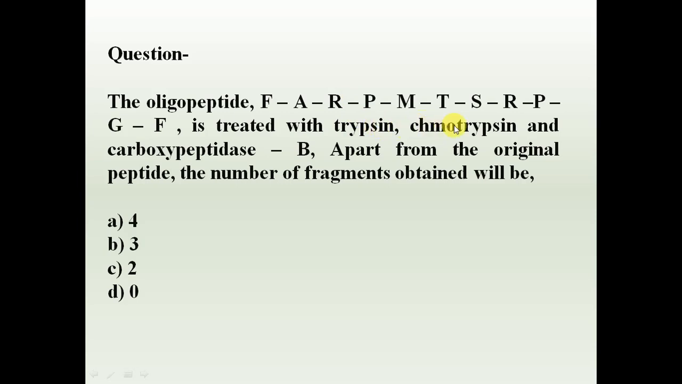Next is chymotrypsin. Chymotrypsin cleaves the C side of phenylalanine, and it should be somewhere in the chain, not at the terminal. You can see this is a terminal phenylalanine, and this is a terminal phenylalanine. So chymotrypsin will not cleave phenylalanine as it is situated at the terminals.